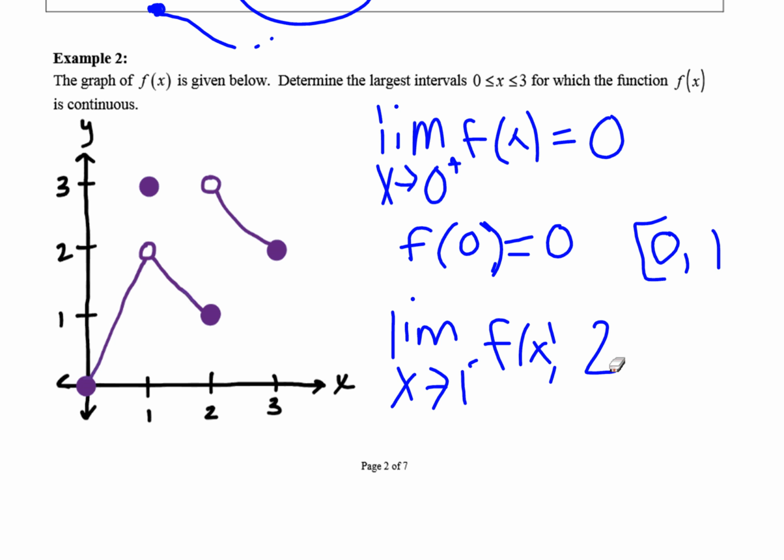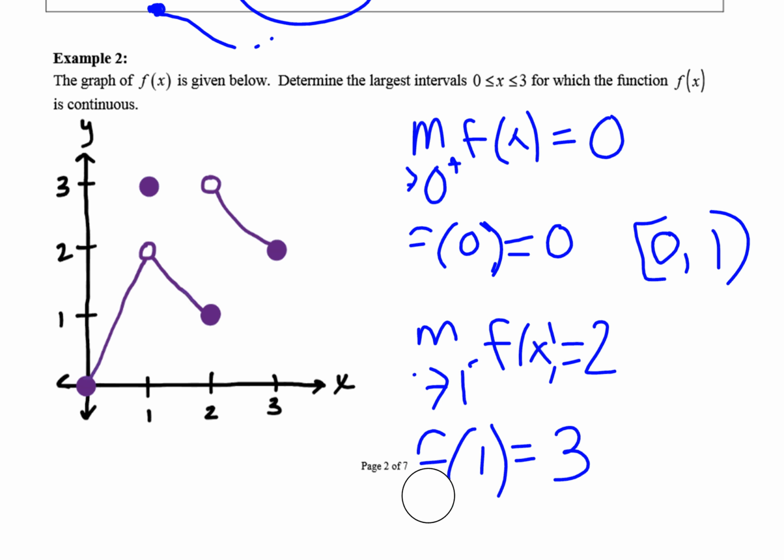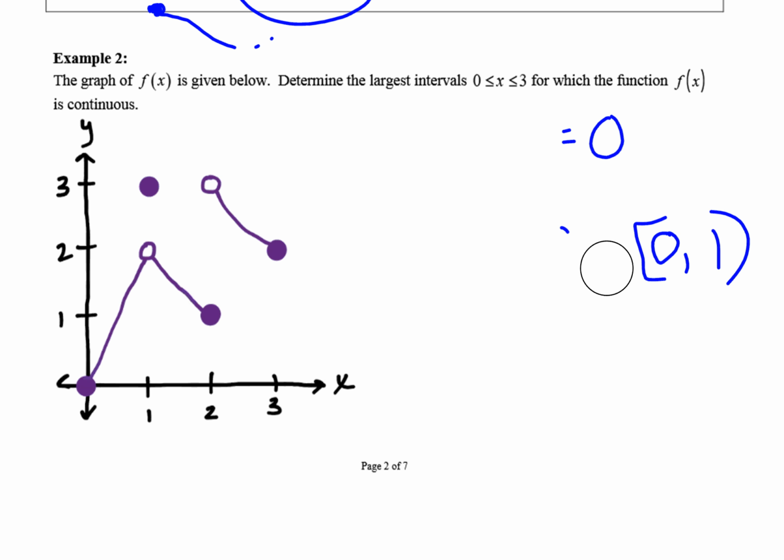That equals 2. And then f of 1 is 3. So it's not continuous at that interval, at that endpoint, because the one-sided limit does not match the function value. So this is one interval.